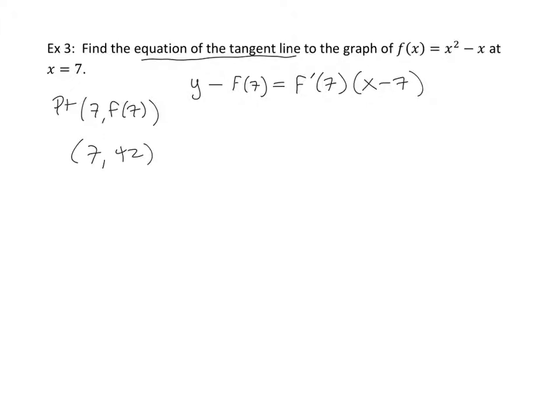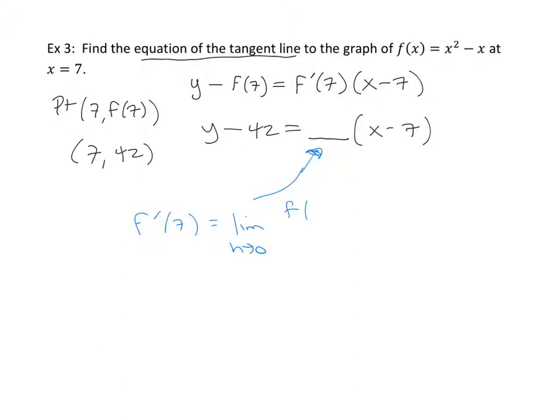So far, that takes care of a lot, right? Because we now know the equation starts like this. We don't know the derivative, so I'm going to put a blank there. We've got to find the slope, which means we've got to find the derivative. So let's do that over here. f prime of 7 equals the limit as h goes to 0 of f of 7 plus h minus f of 7 divided by h, using the definition on the previous page where our a is 7.